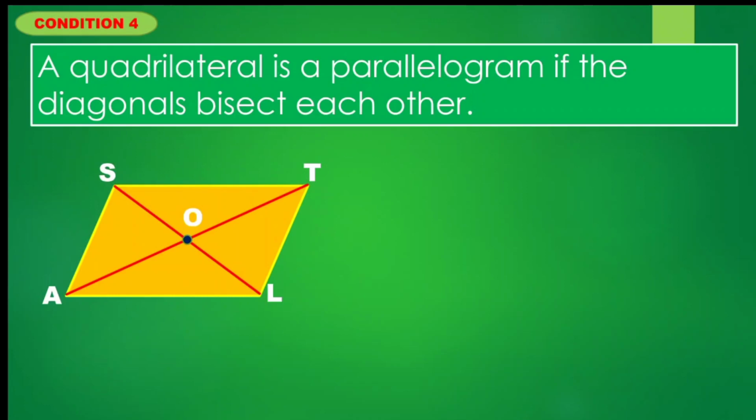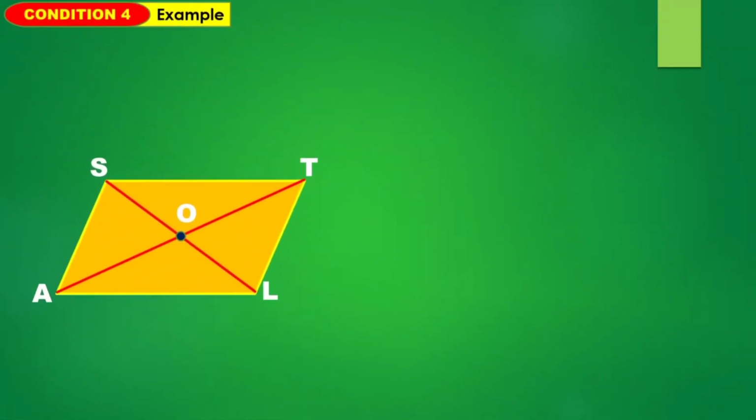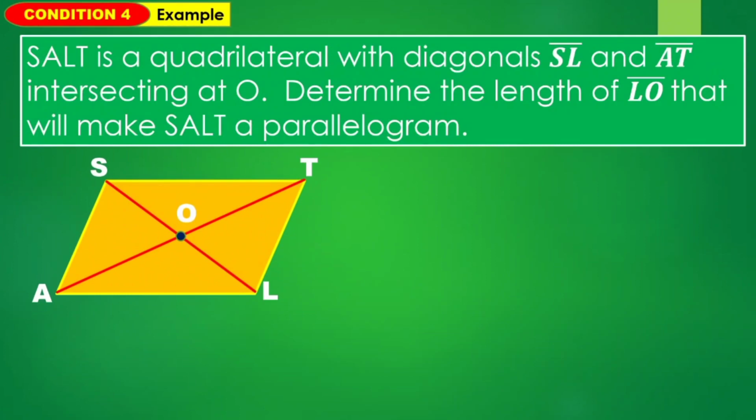So let's assume that this point in here, the intersection of our diagonals, is point O. In that way, segment SO is congruent to segment LO. Okay? And segment TO is congruent to segment AO.